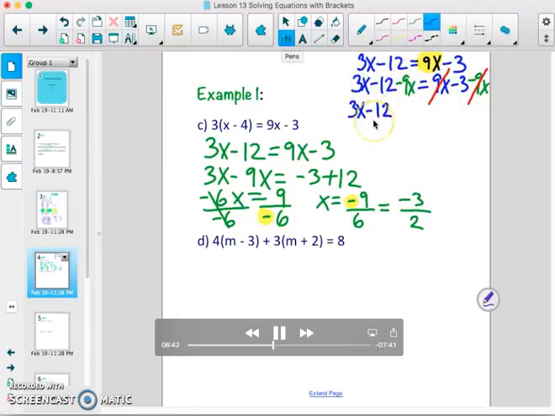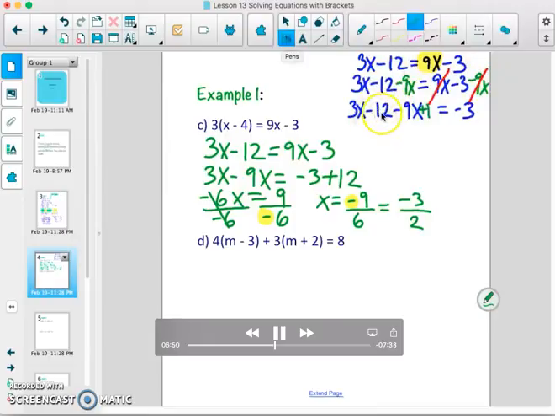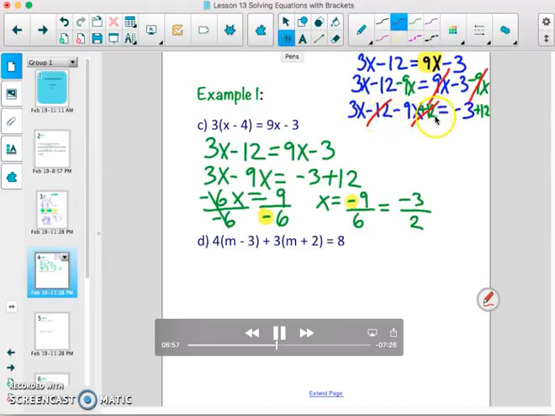Same thing with the negative 12 here. If we want all the numbers on the other side, we need to add 12 to this side to get rid of that, and that means we have to add 12 to the other side. So we're crossing these out because negative 12 plus 12 is 0. That way we end up with the variables on the same side. So that's the same way we did it before.